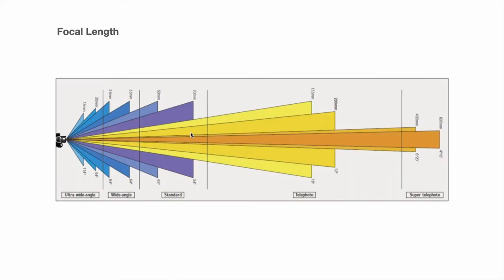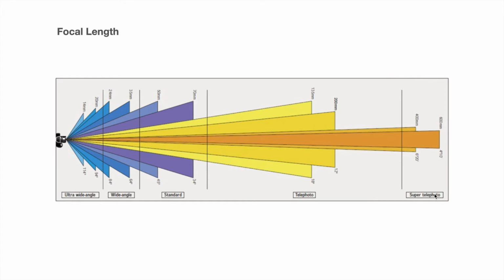So the focal length determines how much you can see within a photograph. The longer the focal length, so if you're looking at this orange in the middle of this diagram, the narrower the field of view, so you can see less of something in the photo, but it's going to be more magnified, so you're going to be able to see more detail. And I'll show you some examples of that in a moment. If you look at this diagram, we've got the ultra-wide angle, standard, telephoto, super telephoto.